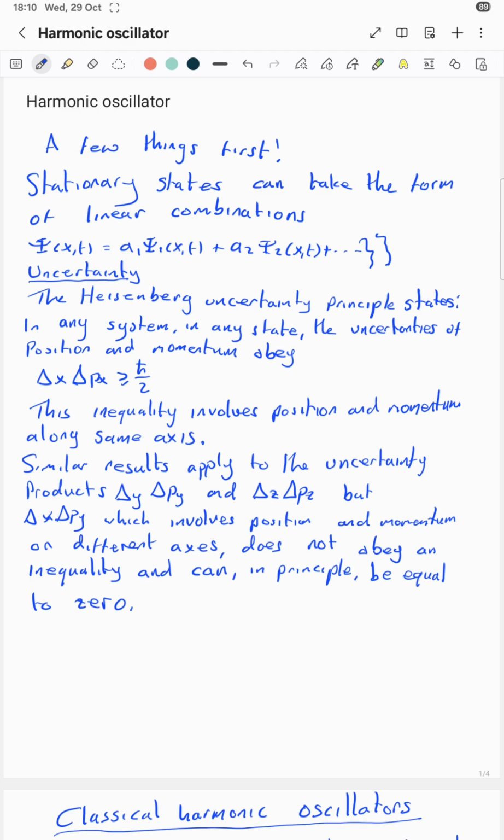Heisenberg uncertainty principle: in any system, in any state, the uncertainties of position and momentum obey this inequality, which is h bar over 2. This inequality involves position and momentum along the same axis. Similar inequalities also apply to y and the momentum of y, and z and the momentum of z, but x and the momentum of y wouldn't make any sense because it involves position and momentum of different axes, so it does not obey the inequality and can in principle be equal to 0.